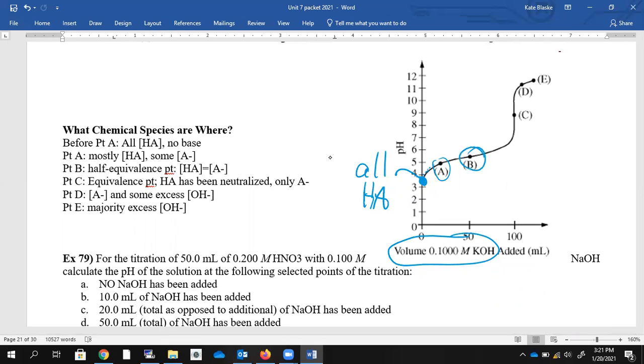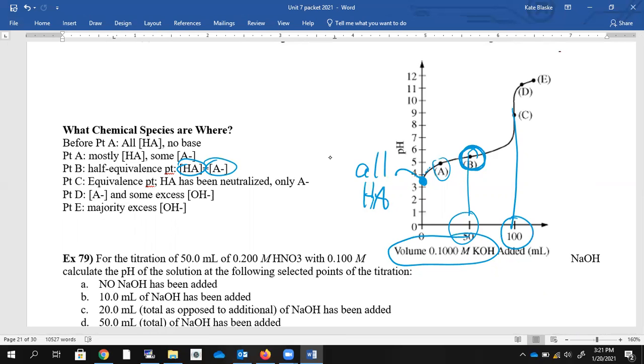At point B, remember we call this our half equivalence point. At our equivalence point, we added in 100 milliliters of base, so our half equivalence point is where we've added in 50 milliliters of base. At that point, our acid concentration is exactly equal to its conjugate concentration. So if we were using acetic acid, our acetic acid concentration would be exactly equal to our acetate ion concentration.